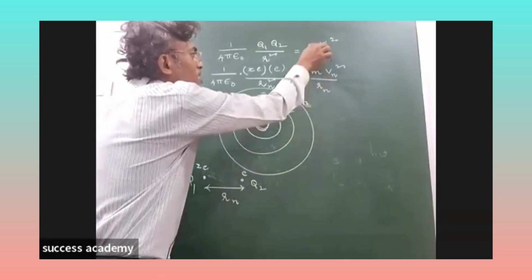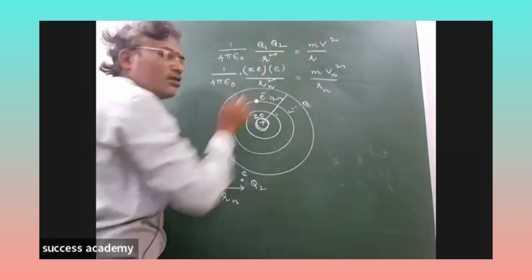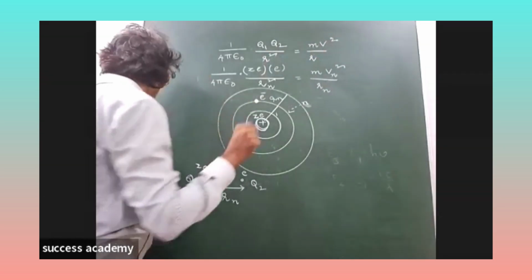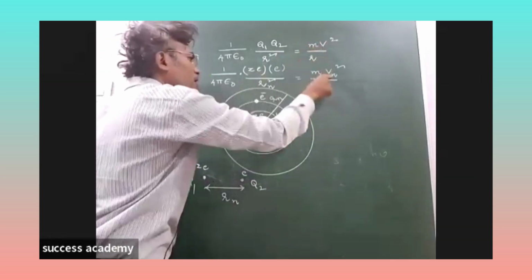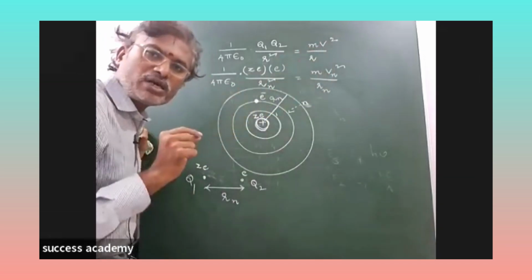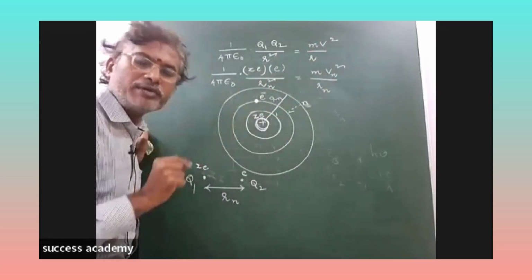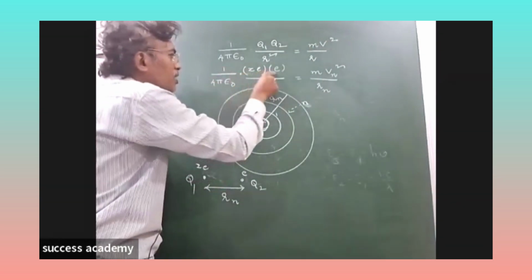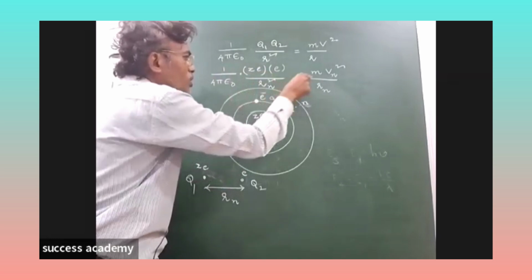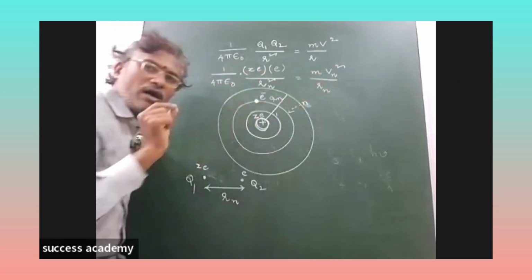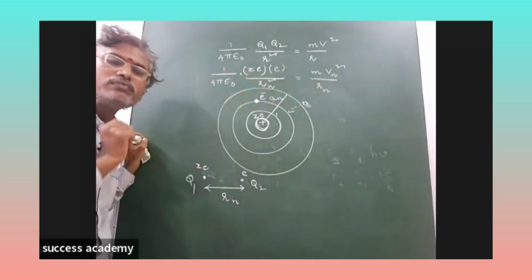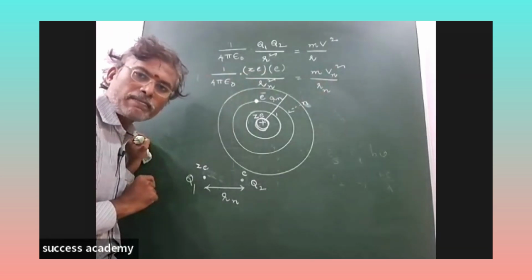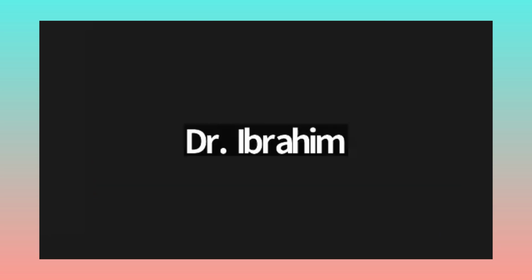And what about the v? V is nothing but velocity of the electron. So here in the nth orbit, velocity of electron is considered. Velocity of electron in the nth orbit is Vn. So 1 by 4 pi epsilon naught Ze into e by Rn square is equal to mvn square by Rn. Is this clear now? Okay, sir.